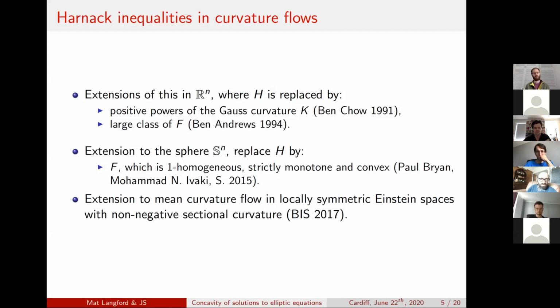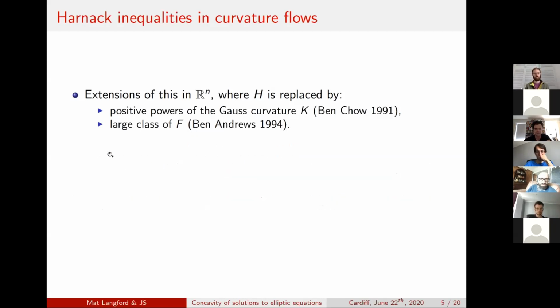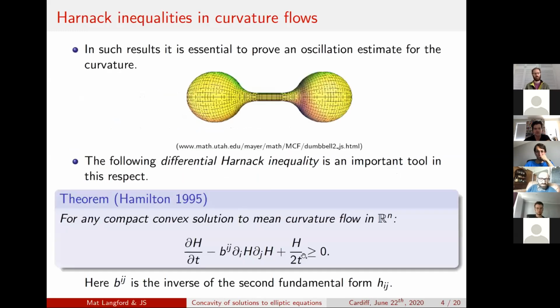Extension means here that basically the same inequality of this type holds for these extensions, except that you have to replace H always by the flow speed. If you have a different flow, you have to use a different function here. So it's always the flow speed appearing. It's not always the mean curvature. It's always the capital F that appears in this estimate.